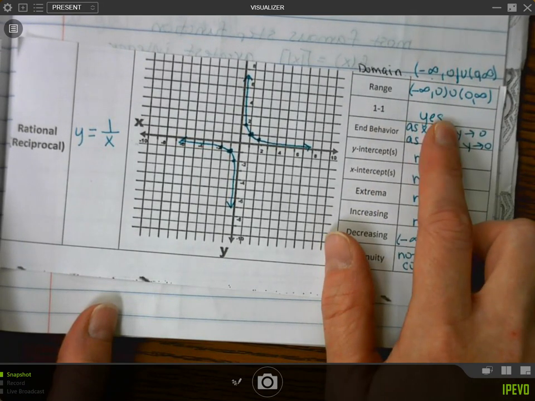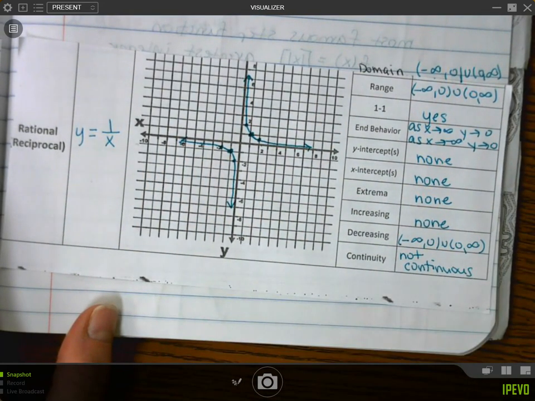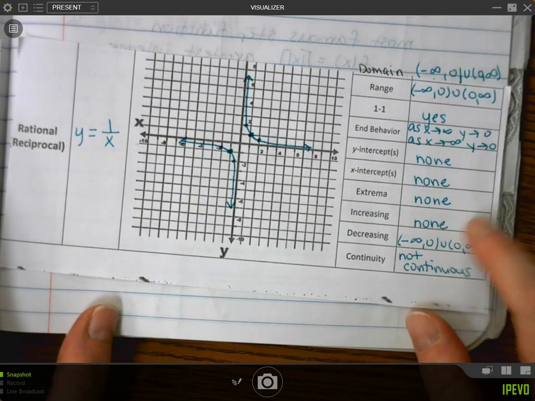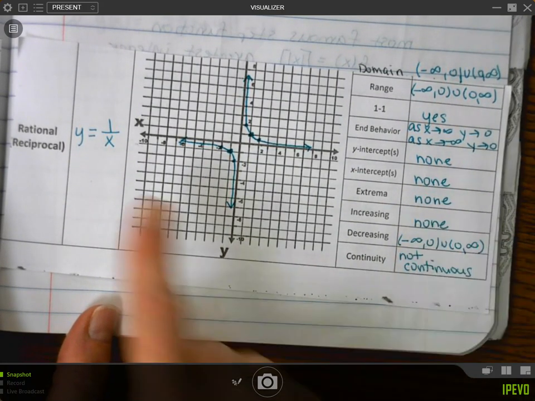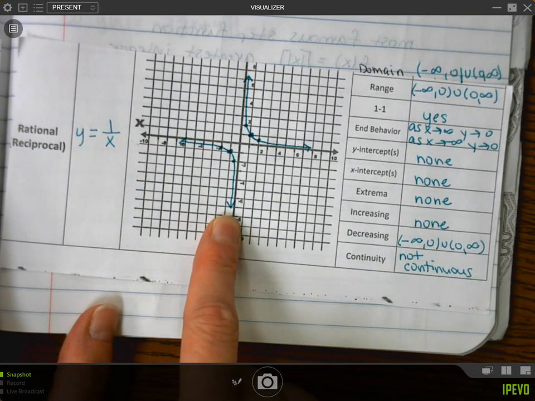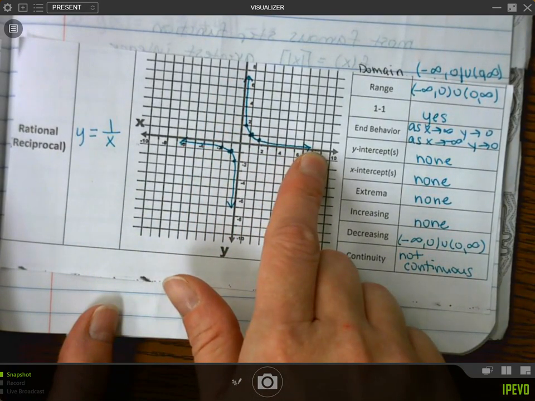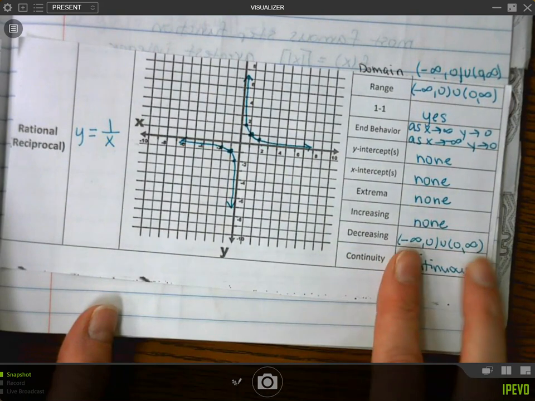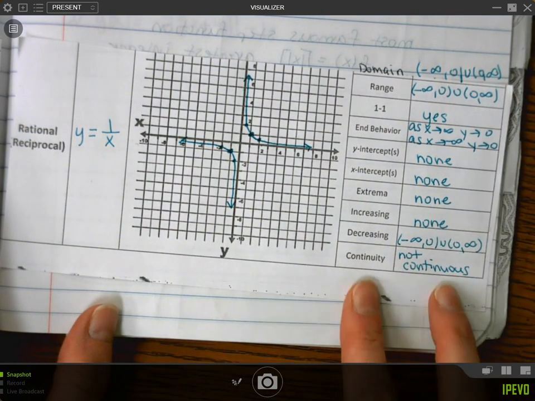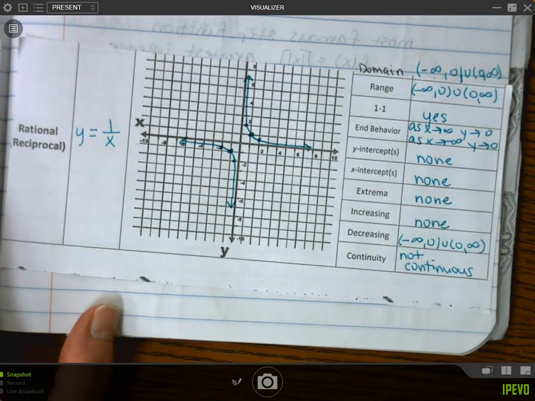This is 1 to 1 because it does pass that horizontal line test also. There are no intercepts. There are no extrema. This function is never increasing because if you try to trace it, you're going to go down slowly and then down fast. So it's decreasing here. Also on this piece, it's decreasing fast and then decreasing slowly. But again, you have to show that you're jumping over 0. Nothing's happening at 0. This is not a continuous function. I have to pick my pencil up to trace the picture.